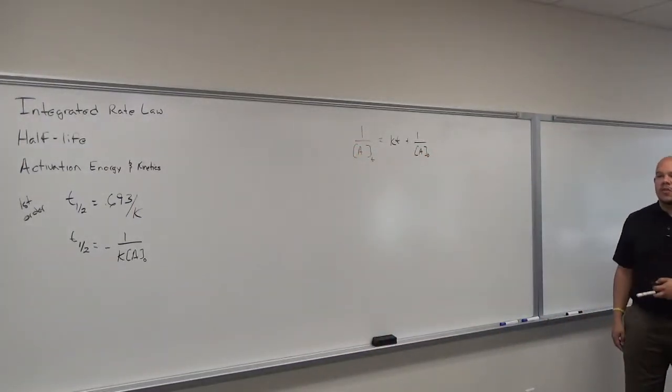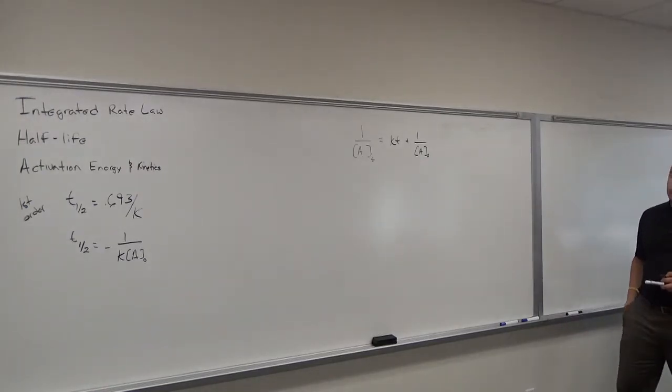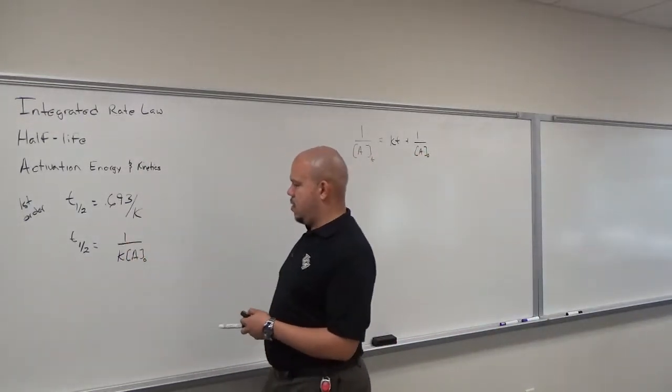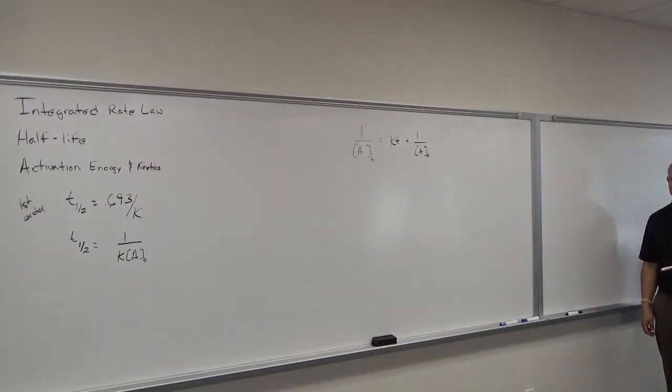And they've given that to you here. I don't know if that negative is supposed to be there. Let me double check that. I think that might be an error in the PowerPoint, because K is not negative, concentration is not negative. I think that's an error. This shouldn't be negative. Sorry about that. That's an error in the PowerPoint. You can't have a negative time or a negative K or negative concentration.